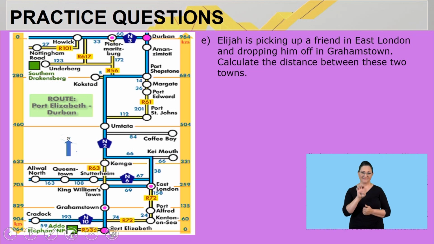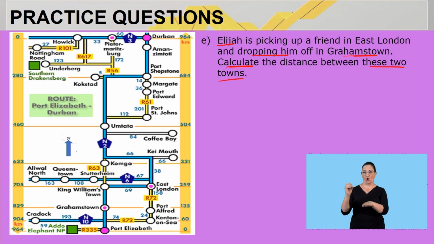Question number E. Elijah is picking up a friend, right, in East London and dropping him off in Grahamstown. Calculate the distance between these two towns. Right, so Elijah's picking up someone in East London and he's dropping that friend of his in Grahamstown.